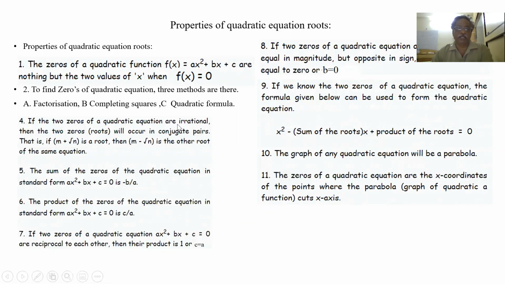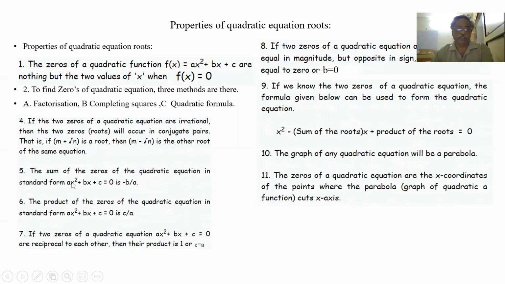If two roots of a quadratic are irrational, meaning root 2, root 3 like that, then the zeros will occur in conjugate pairs. For complex roots, they come in conjugate pairs. This is m plus root n and m minus root n. It need not even be complex. It can be irrational because the coefficients are rational. If a, b, c are rational and an irrational part is coming, then from minus b plus or minus root of b square minus 4ac by 2a, this is plus or minus, so both automatically appear.